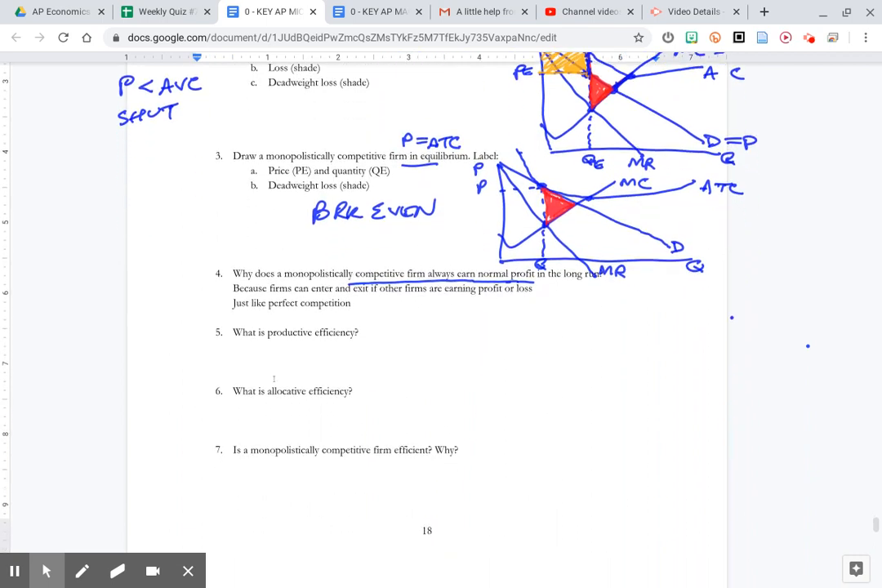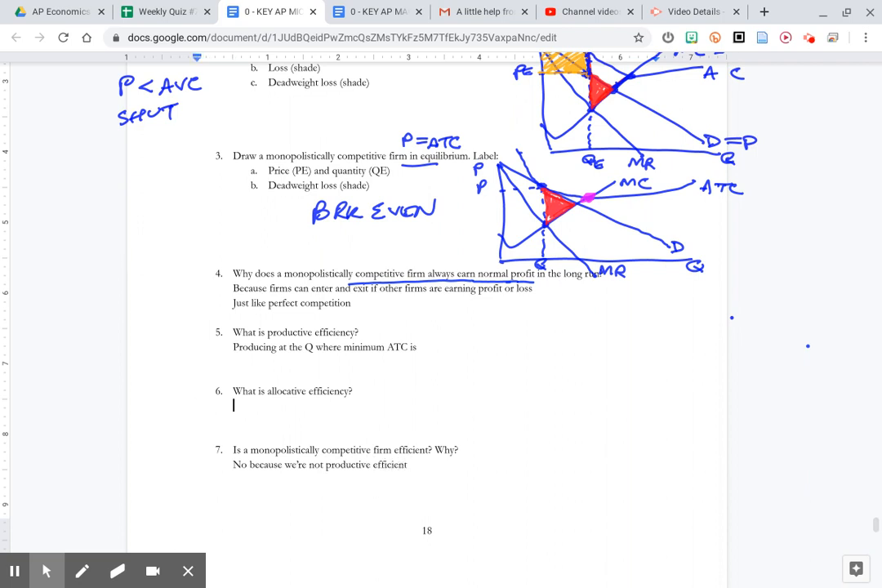Now, the last 2 questions here are actually something I meant to include in a different part of this review packet, but I stuck it in here because I thought, well, we need to have this. Productive efficiency is producing at the quantity where minimum ATC is. So let's take a look here. Are we producing at the minimum ATC? Well, minimum ATC is here. So no, we are not. So we are not productively efficient. So we can say down in this box, no, because we are not productively efficient.